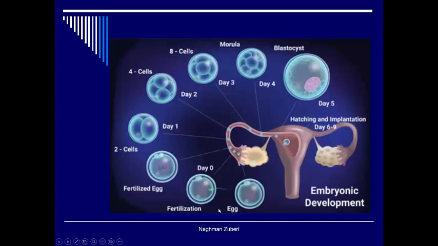Here we can see the egg, then fertilization, fertilized egg, then the 2-cell stage, then the 4-cell, 8-cell, then morula, blastocyst on day 5, and hatching and implantation, which is between day 6 to day 9. Here we can see hatching and implantation. So this is how things are going on.